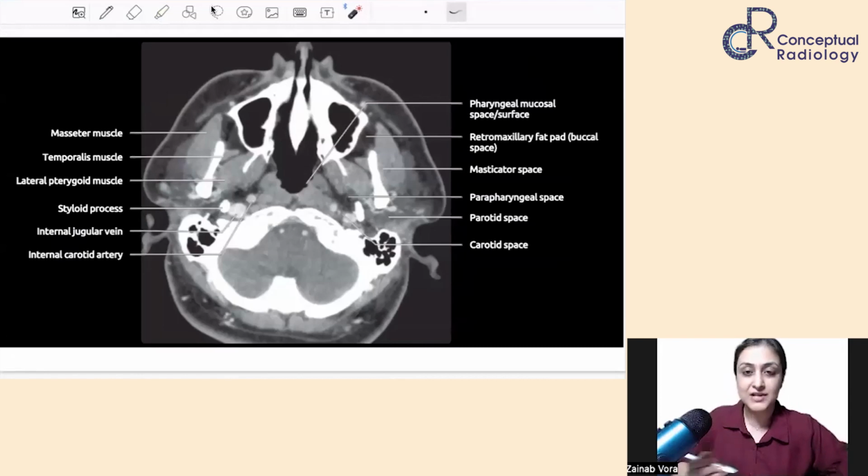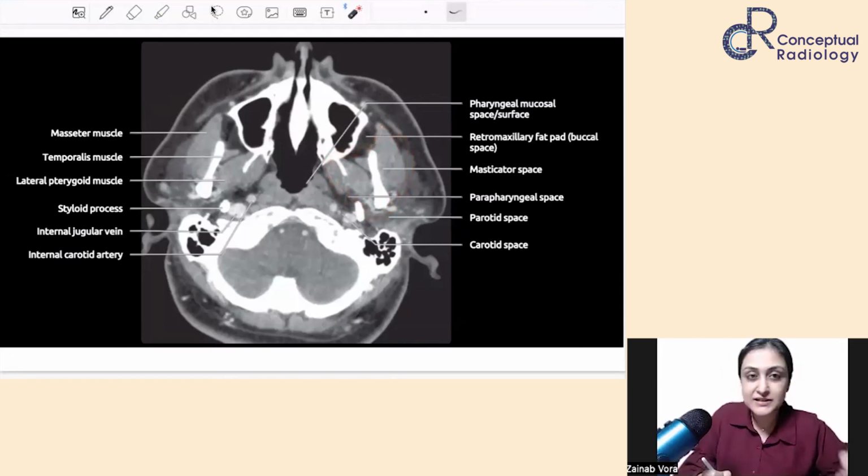So now I will ask you guys, I'm going to encircle a space and you, without reading, answer, tell me what space have I enclosed? What is this space that I have enclosed here? Easy. So you can see the mandible and then you see the muscles. Good. So this is the masticator space.